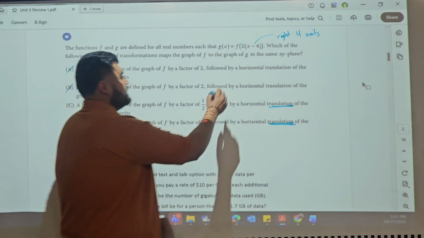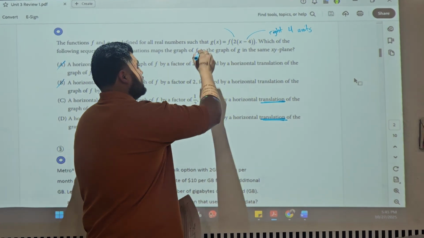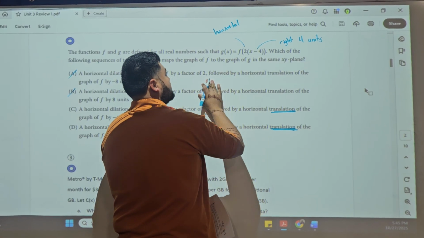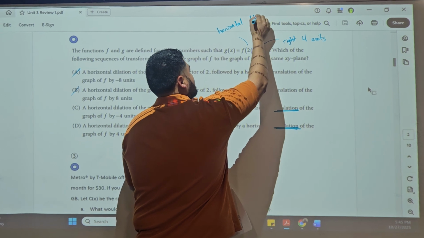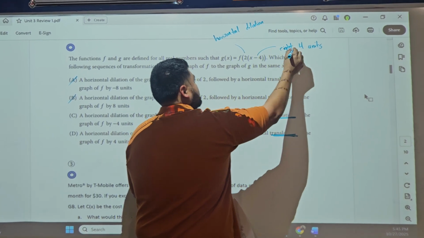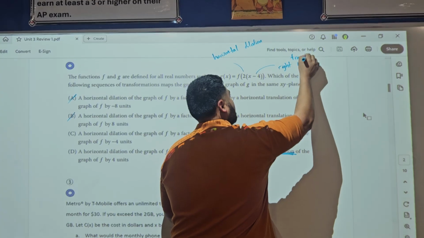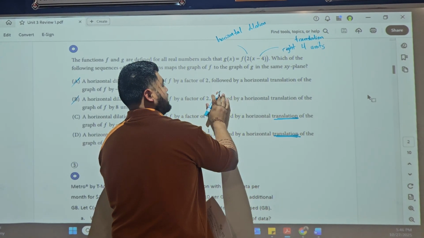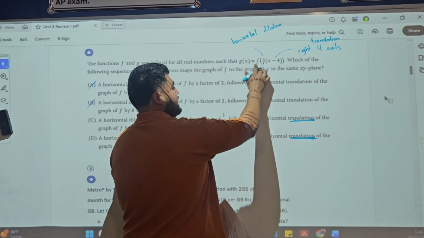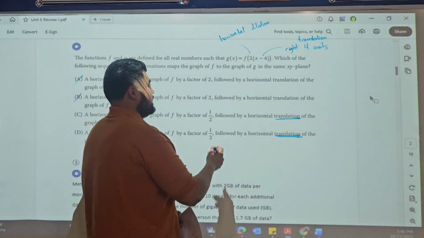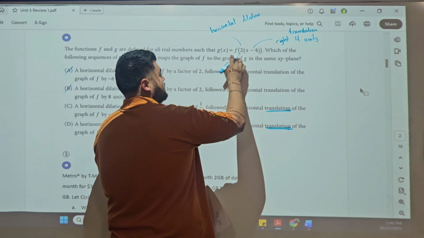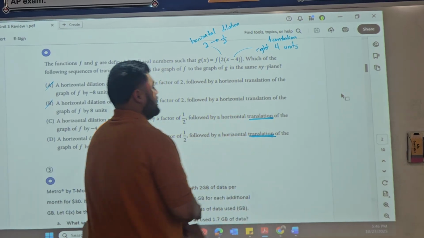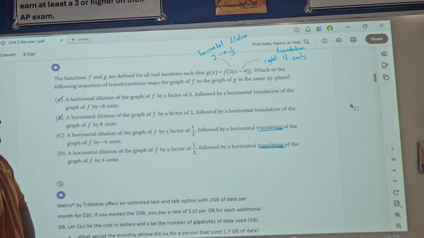And then over here, this 2, this one's what we call the horizontal dilation, because it's inside parentheses. This one's a horizontal translation, this one's a horizontal dilation. So it's gonna be a horizontal dilation, and again, anything that's happening here, it's the opposite. With dilation, you're gonna turn that 2 and switch it into a 1/2. So that's what you're looking for.